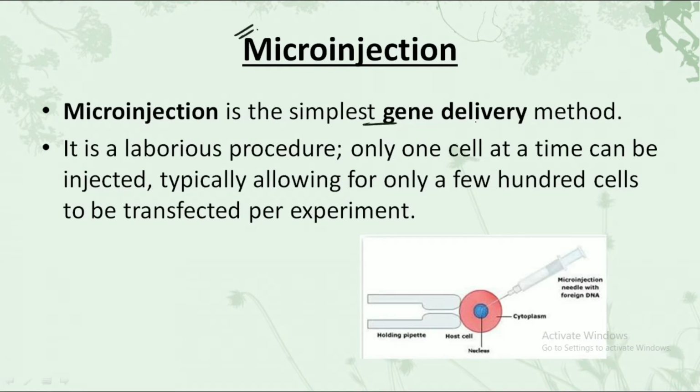The third one is the microinjection direct gene transfer. It is the simplest gene delivery method, but although it is very simple, it requires very much labor. It is a laborious process. Why? Because this particular process could inject only one cell at one time, typically allowing only a few hundred cells to be transfected per experiment. It is very laborious because only one cell could be injected, but it is a very simple method. So what we are doing is we are using a microinjection needle with a foreign DNA, and we are directly injecting this foreign DNA into the cytoplasm of the host cell that we want to insert into. So this was about the microinjection.